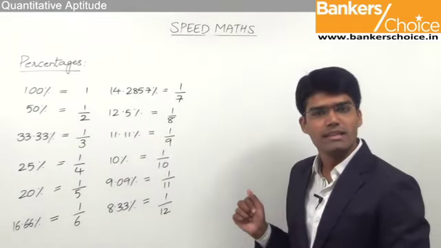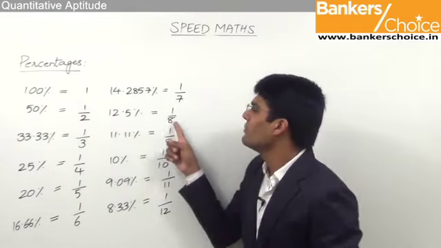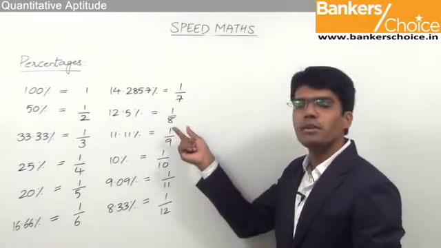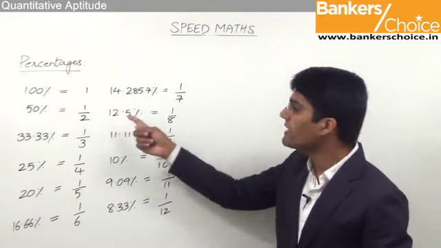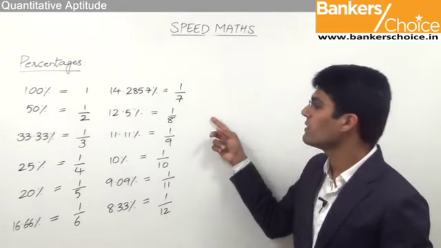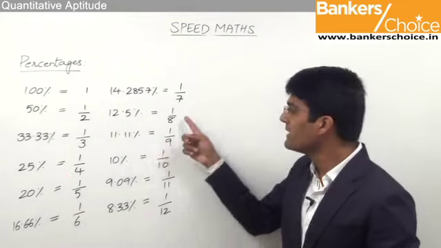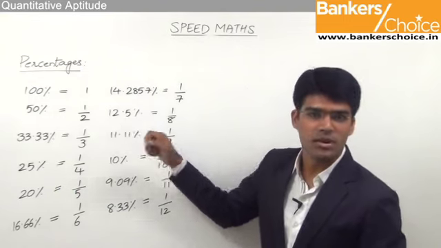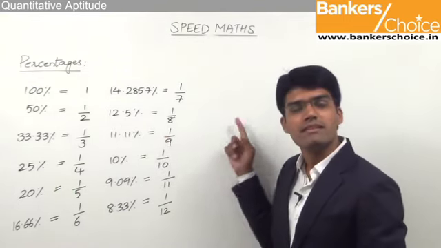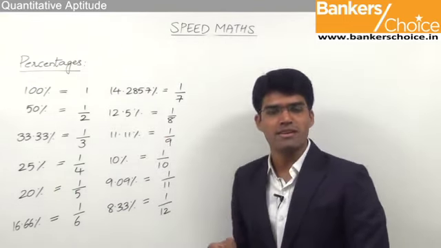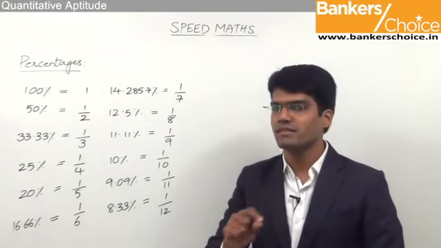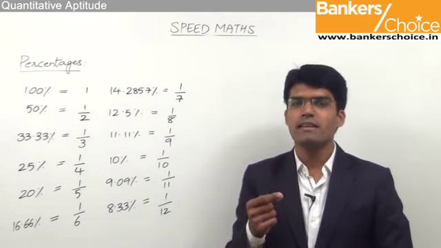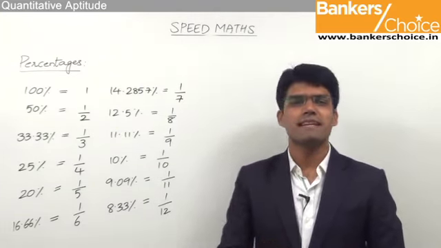12.5% equals 1 by 8. Now here let's multiply both the sides by 2. 12.5 into 2 is 25. 1 by 8 into 2 is 2 by 8 or 1 by 4. 25% equals 1 by 4, which is already known to us. Multiply by 3, 12.5% into 3 is 37.5%. 1 by 8 into 3 is 3 by 8. So from this moment onwards, 37.5% is not just 37.5%. It will be equal to 3 by 8. So as and when we need 37.5%, you simply take it as 3 by 8.